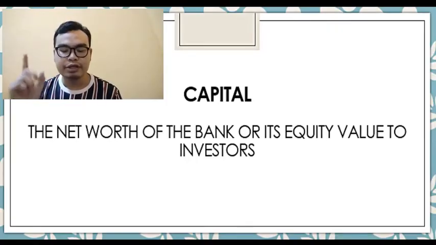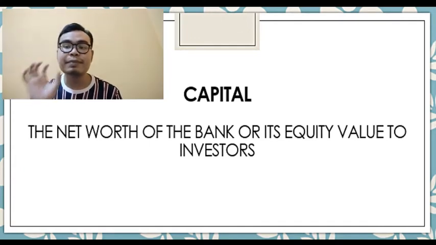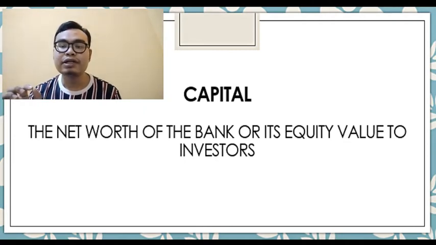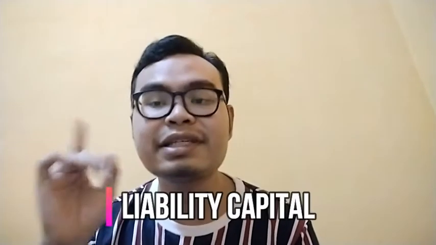The fourth one is capital. Capital is the net worth of a bank and its equity value to investors. It is something you need to have to start a business. The easiest example of capital is cash. Capital includes asset capital, for example cash and government securities, and also liability capital, for example loan loss reserves or any debt.